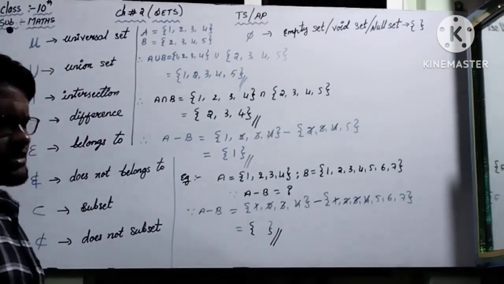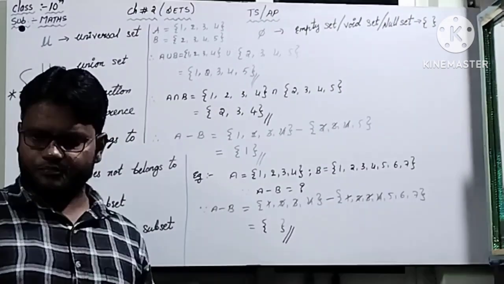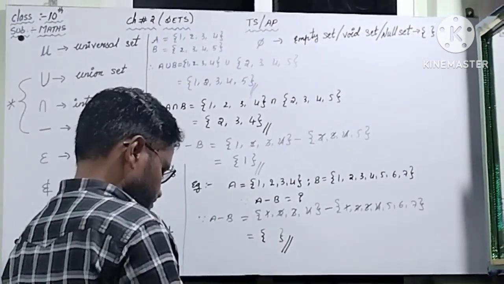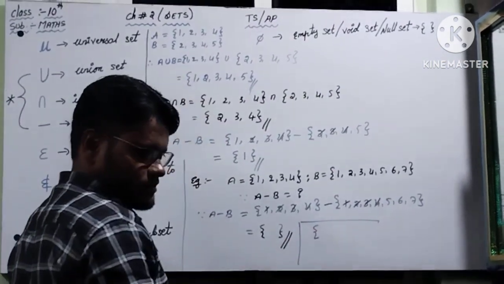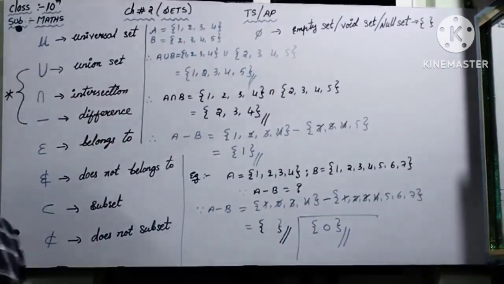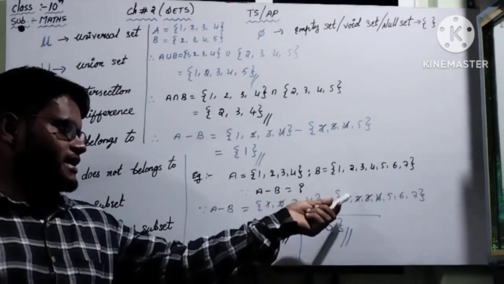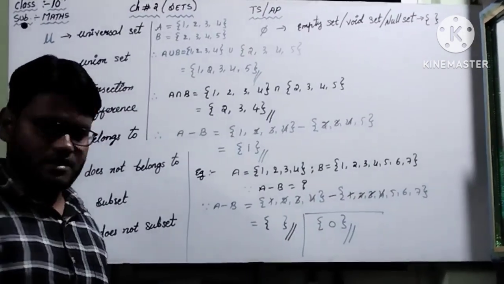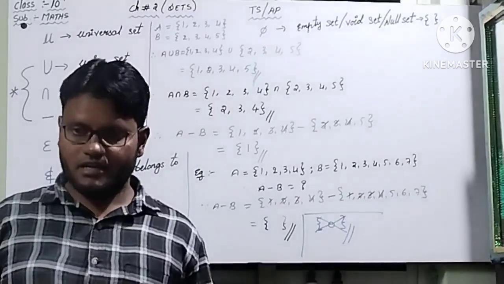This is my answer. If there are no elements, what will most students do? Maximum students, if there are no elements, what will they write in the answer? They will keep the braces and they will write 0. Like this they will write the answer. Because there are no more elements, all the elements are cancelled, so they will say the remaining answer is 0. But this is wrong, because 0 is also one of the elements.